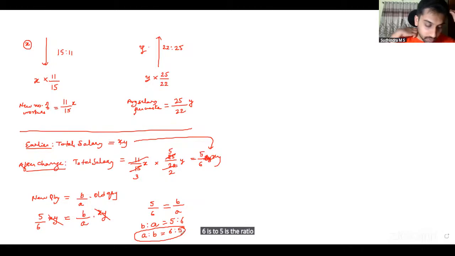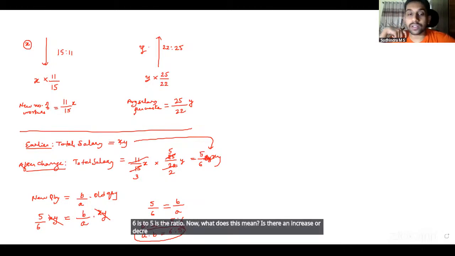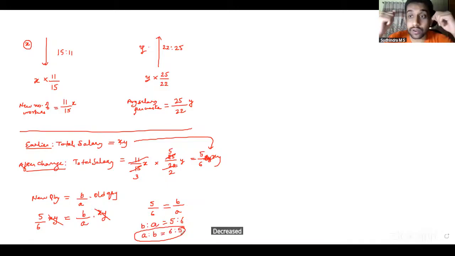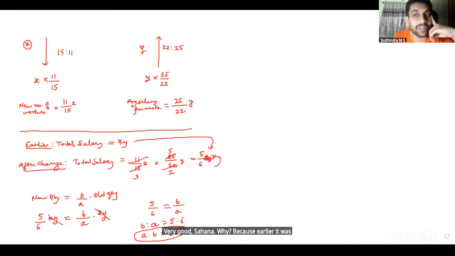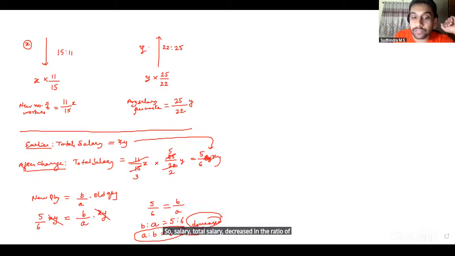Now, what does this mean? Is there an increase or decrease in the total salary? If it changed in the ratio 6 is to... Decrease. Very good, Sahana. Why? Because earlier it was 6, now it is 5. That means it has reduced. So the total salary decreased in the ratio of 6 is to 5.